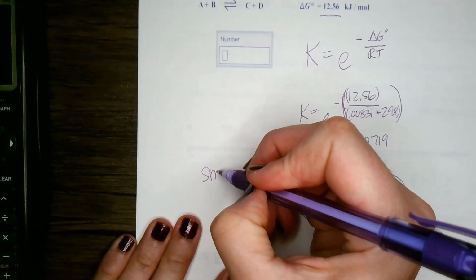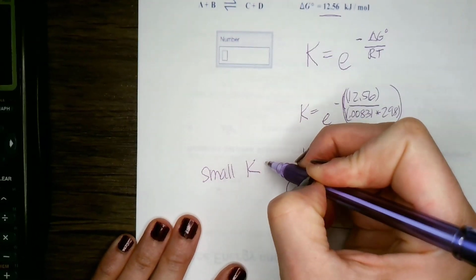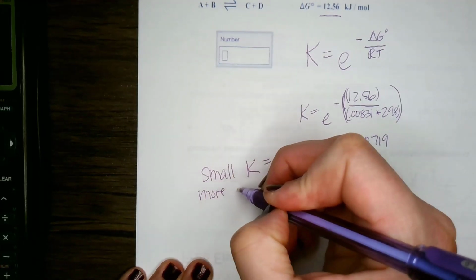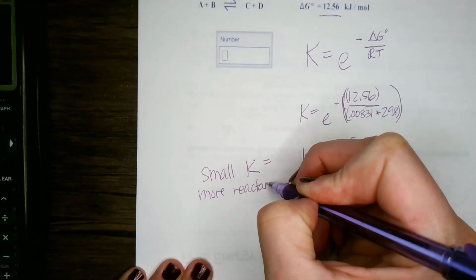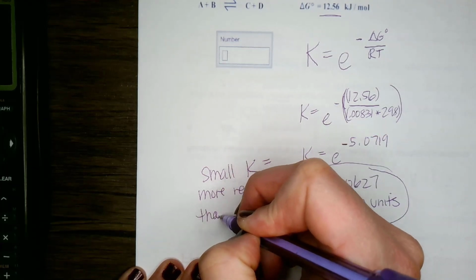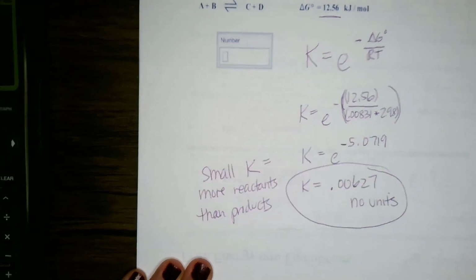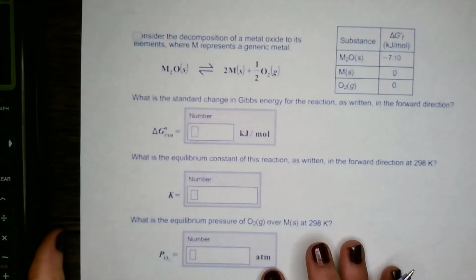What this is telling me is that this K is much less than 1. So it's a small K, which means there are more reactants than products.